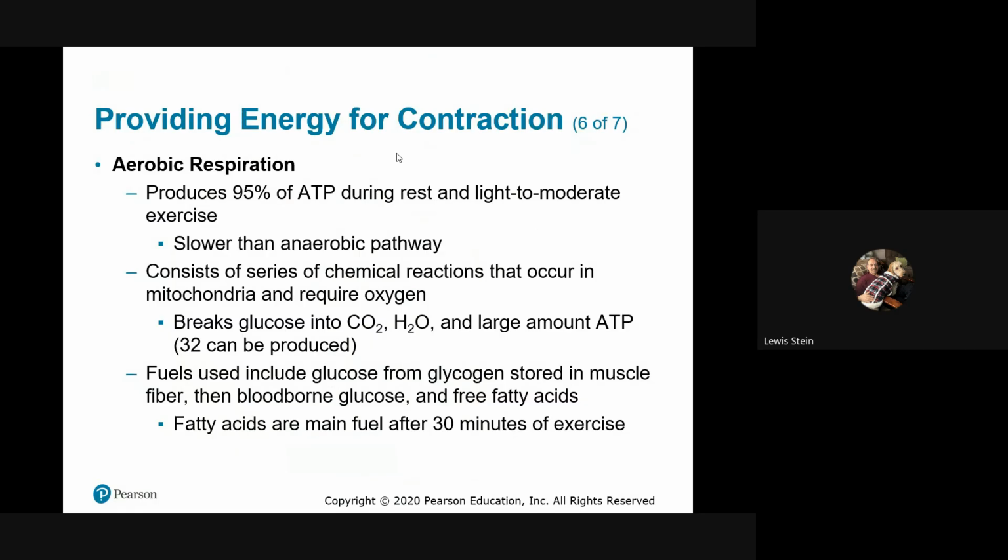And you can feel your tolerance gradually increasing. That's what cardio is about. Consider that 95% of the ATP during rest and light to moderate exercise comes from a series of reactions that breaks it down to make more ATP. Fuels used include glucose from glycogen, bloodborne glucose, and free fatty acids.